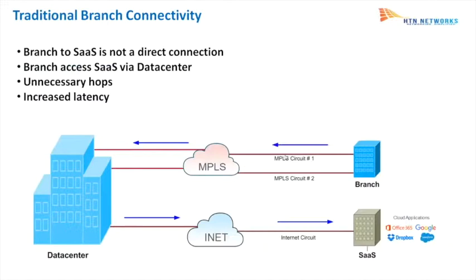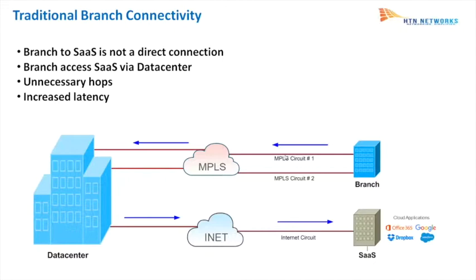So this is the traditional branch connectivity. If you see the top right-hand side, there's a branch office in blue. It has 2 MPLS circuits, circuit 1 and circuit 2, going to an MPLS cloud, and then connecting to the data center. And nowadays, the applications are moving to the SaaS cloud, so you can see all those applications, Office 365, Dropbox, Salesforce, everything is sitting in the SaaS cloud.